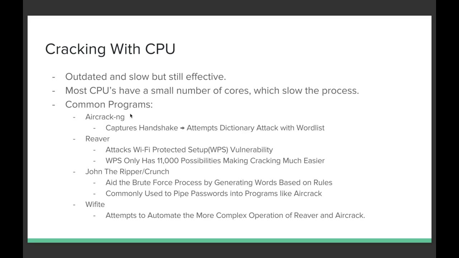My research tells me that WPS only has 11,000 possibilities, which makes cracking WPS relatively a simple process, especially if they don't have any rate limiting to slow down the guesses. The next program I wanted to talk about was John the Ripper and Crunch. These are mainly used for brute force attacks. They accept a set of rules and they'll just generate permutations based on that rule. So you can give A through Z, uppercase, lowercase, and 0 through 9. It'll generate a terabyte word list if you want it to. A lot of times people use this to pipe the output into other programs to attempt to crack.